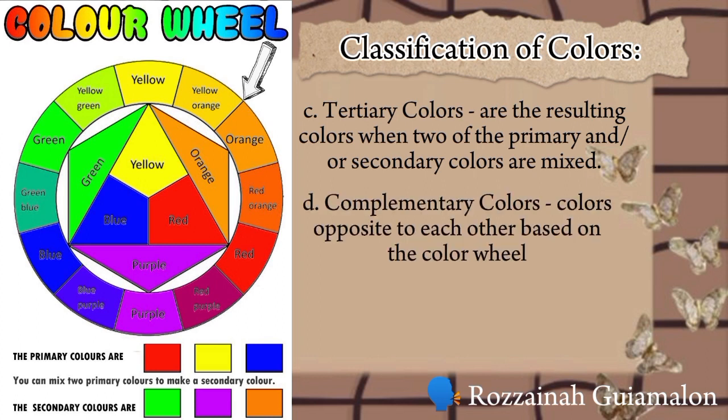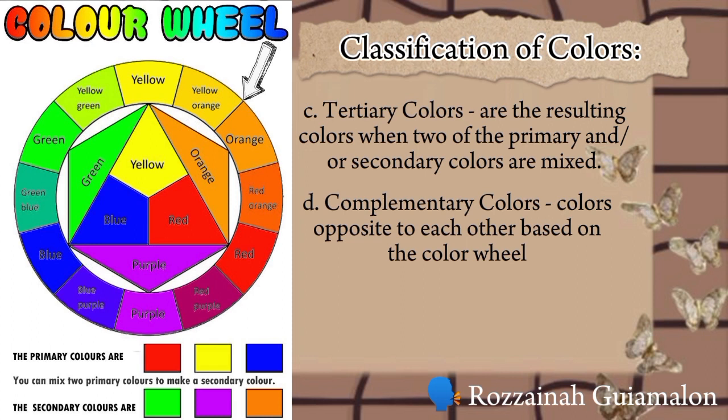Sumunod sa tertiary colors, we have the complementary colors. Those are pairs of colors that are opposite each other on the color wheel. In the traditional color system, the primary colors and their complementary pairs are red and green, blue and orange, and yellow and purple. So makikita naman natin dyan sa color wheel na the red is opposite green on the color wheel, the blue is complementary to orange, and yellow and purple are complementary colors.